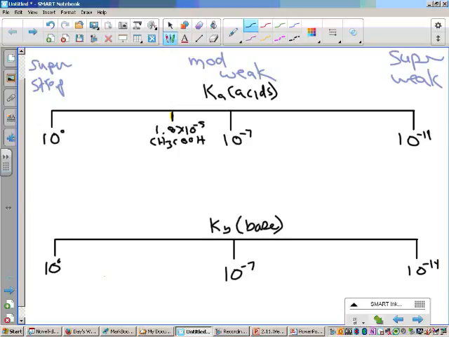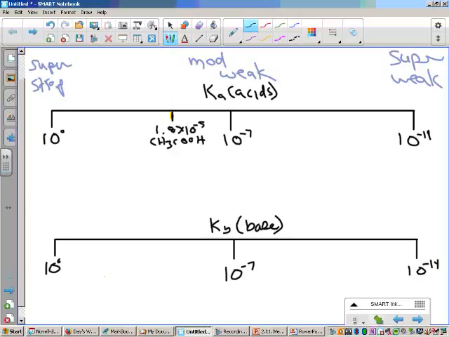And if we use our Ka-Kb relationship, we could figure out the Kb of the acetate ion, and they multiply to 10 to the negative 14, which means I'm going to have about a 10 to the negative 10 or negative 9. What is the number for acetate right beside it? Christian, what do you got?